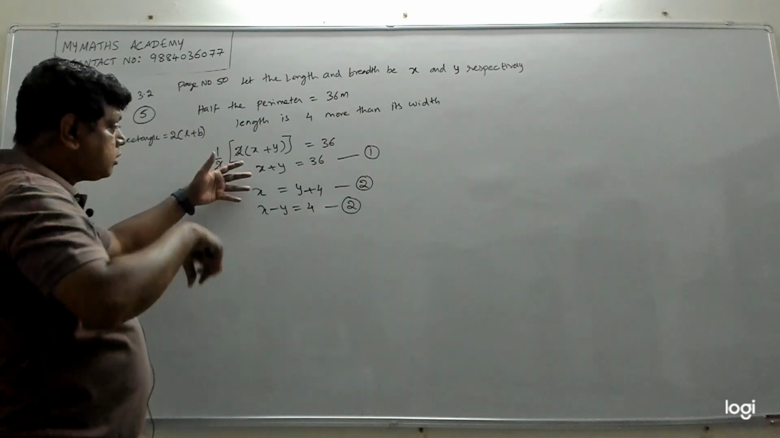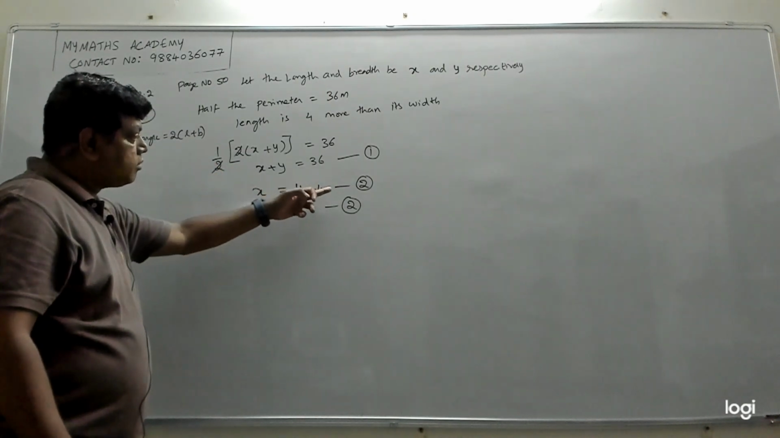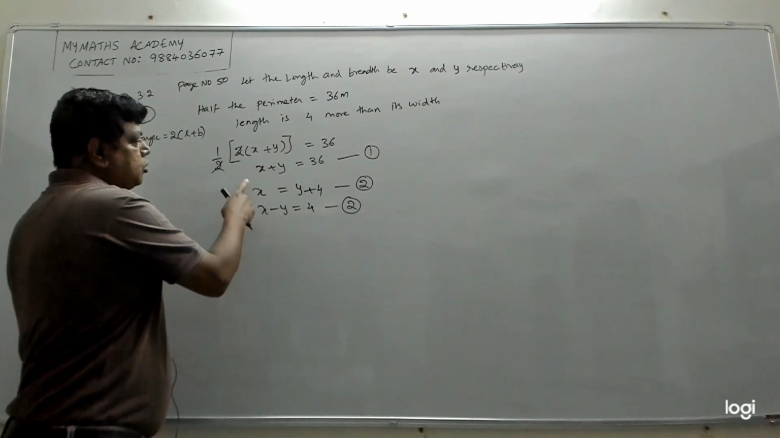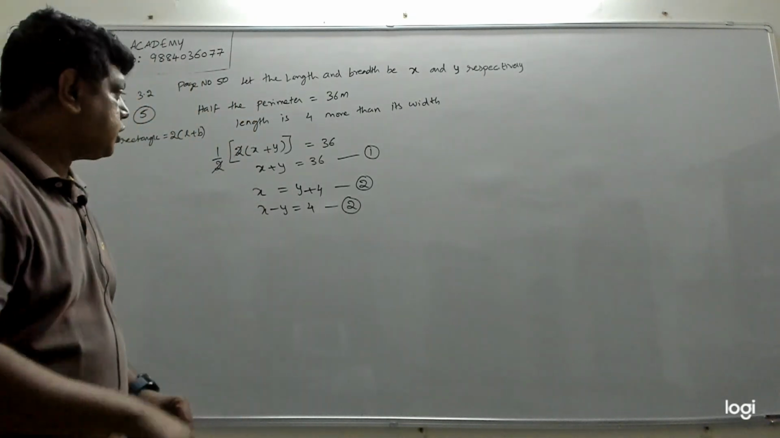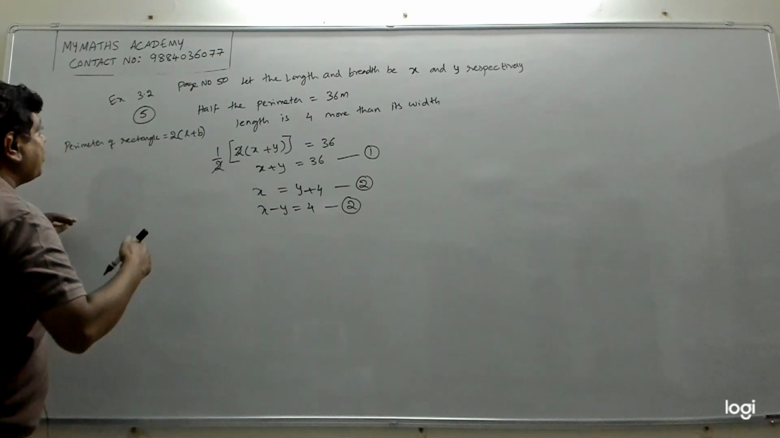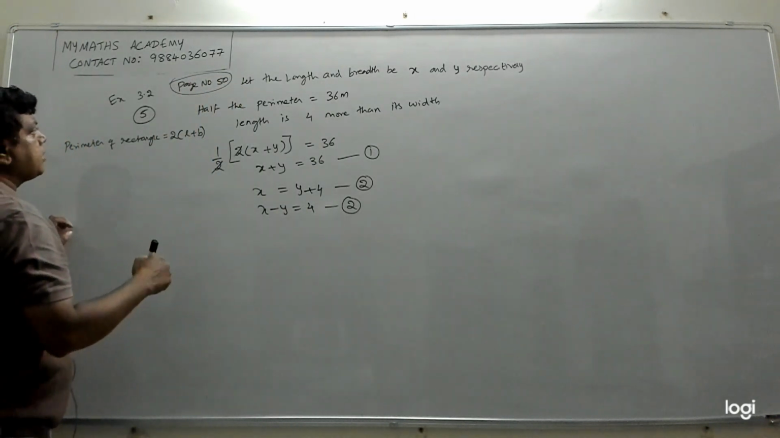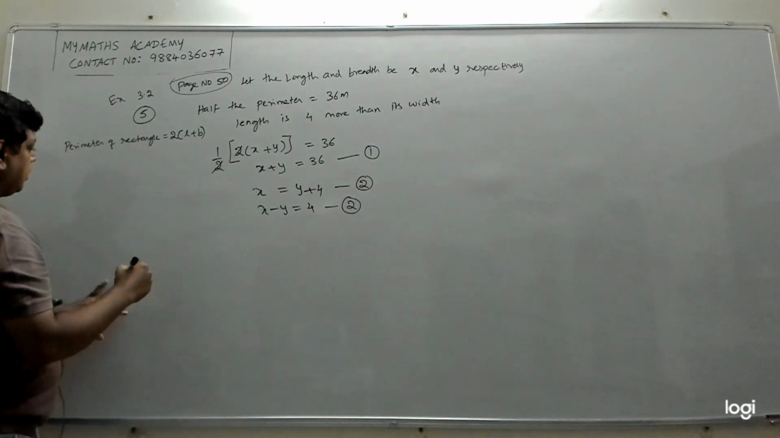Now here we will have to solve these two equations. This is 2. Don't get confused. The same 2 I have rewritten like this by bringing y here. So these two equations we have to solve graphically and find the solution. Find the length and the breadth. Now what we will do is let's draw the graph for this.